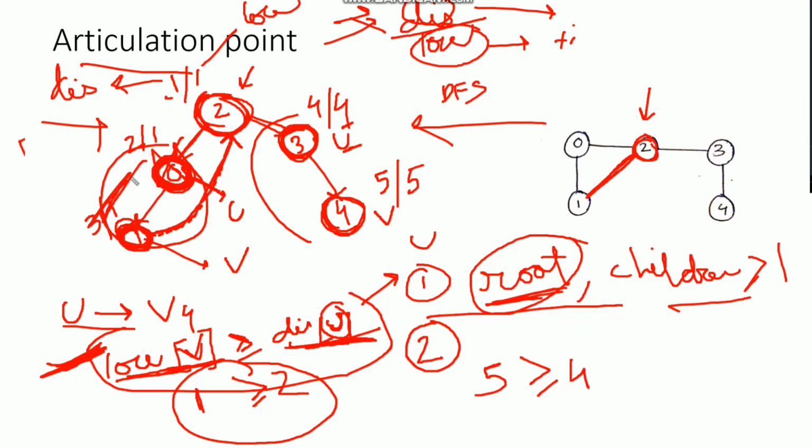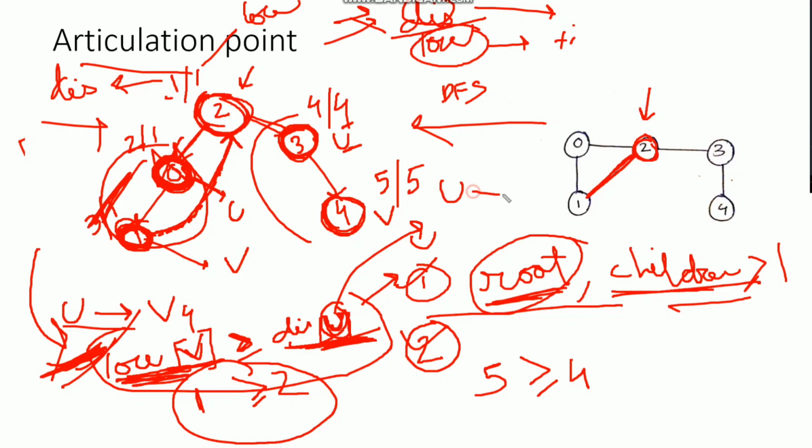So in order to mark this, we need to use this formula: the low time of vertex v must be greater than or equal to the discovery time of vertex u for u to be an articulation point. If this is true, then u will be the articulation point. So basically we need to take care of these two rules: if there is a root, check its children. If its children are greater than 1, then this root is an articulation point. And if the low time of vertex v is greater than or equal to the discovery time of vertex u, where from u to v there is an edge.